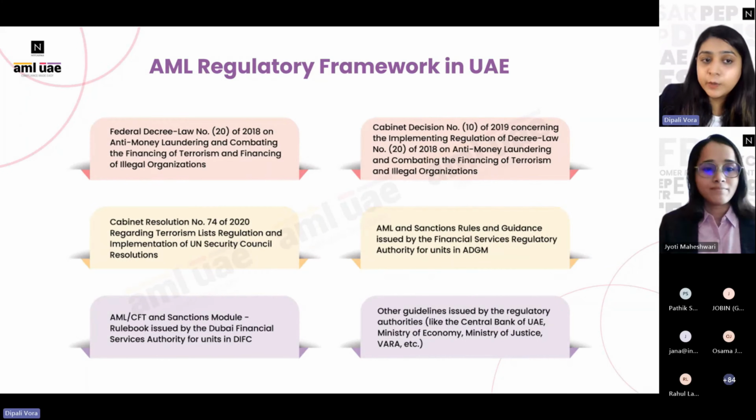In addition to that, we have Cabinet Resolution number 74 of 2020, which talks about targeted financial sanctions. Targeted financial sanctions is something which is applicable to all the companies, all individuals who are operating in UAE or who have some business in UAE. Apart from that, if your company is in ADGM or DIFC, you are subjected to the specific rule book which is issued by your supervisory authority, in addition to Federal Decree Law, Cabinet Decision, and Cabinet Resolution number 74.